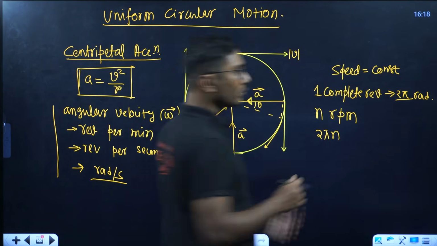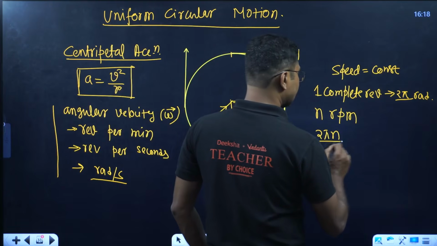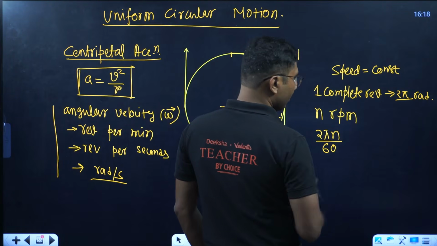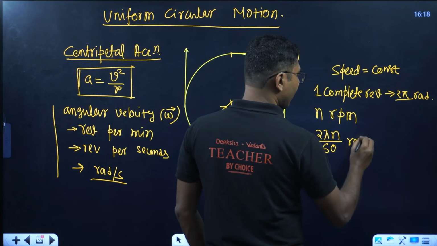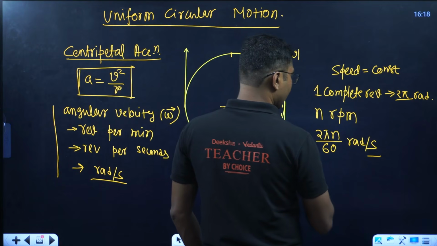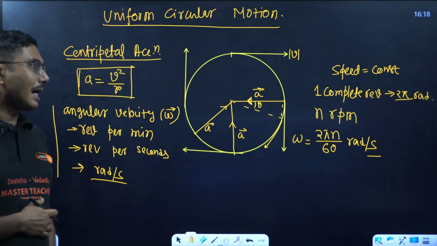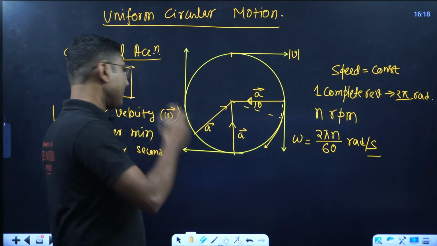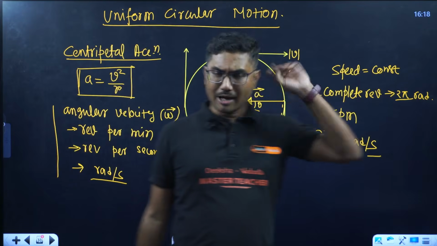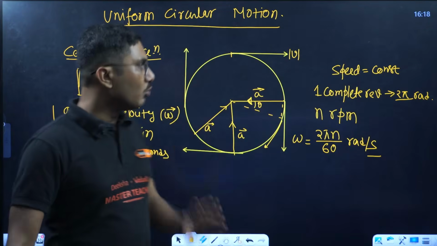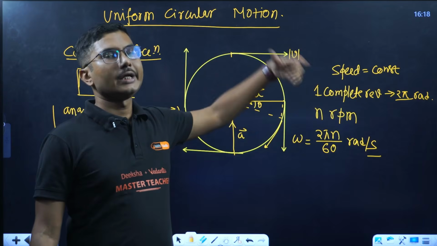Right, this is the total angle. Now if you divide it by the time, that is 60 seconds, since 1 minute is 60 seconds, then you get the unit radian per second. This is the angular velocity. If it is n RPM, it will be 2 pi n by 60. If it is given in RPS, you only need to multiply by 2 pi, that's it. RPS is very rarely used. The most common unit of rotational motion, angular velocity, is RPM.